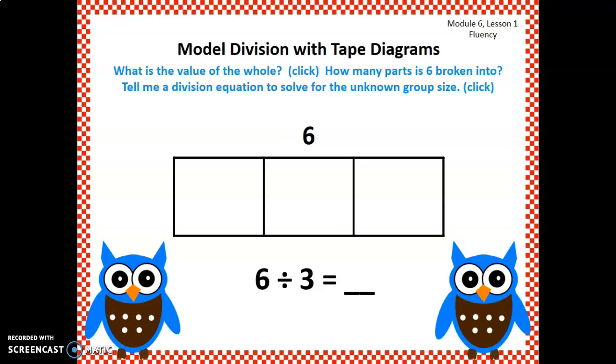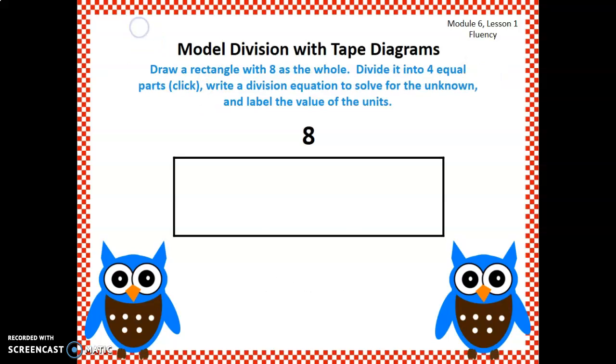Let's count by 3s to equal 6. 3, 6. Oh, that was just 2 times. So in each one of these groups, we're going to have 2. 6 divided by 3 equals 2.